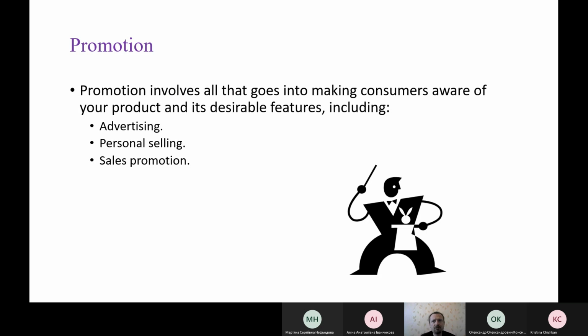In this part of your analysis, you have to describe how your company informs your potential customers, and then how your company persuades your potential customers to buy your products or services.